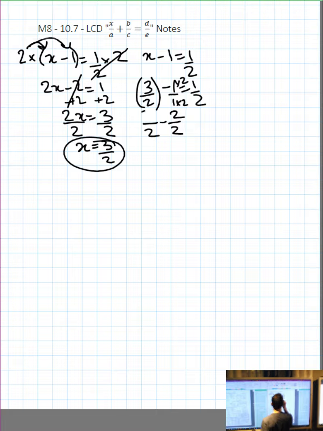On the top left, we have 3, haven't touched it. On the right-hand side, we have 1/2. On the left-hand side, we have a denominator of 2. 3 minus 2 is 1. The right-hand side is 1/2. x equals 3 over 2. Check mark.